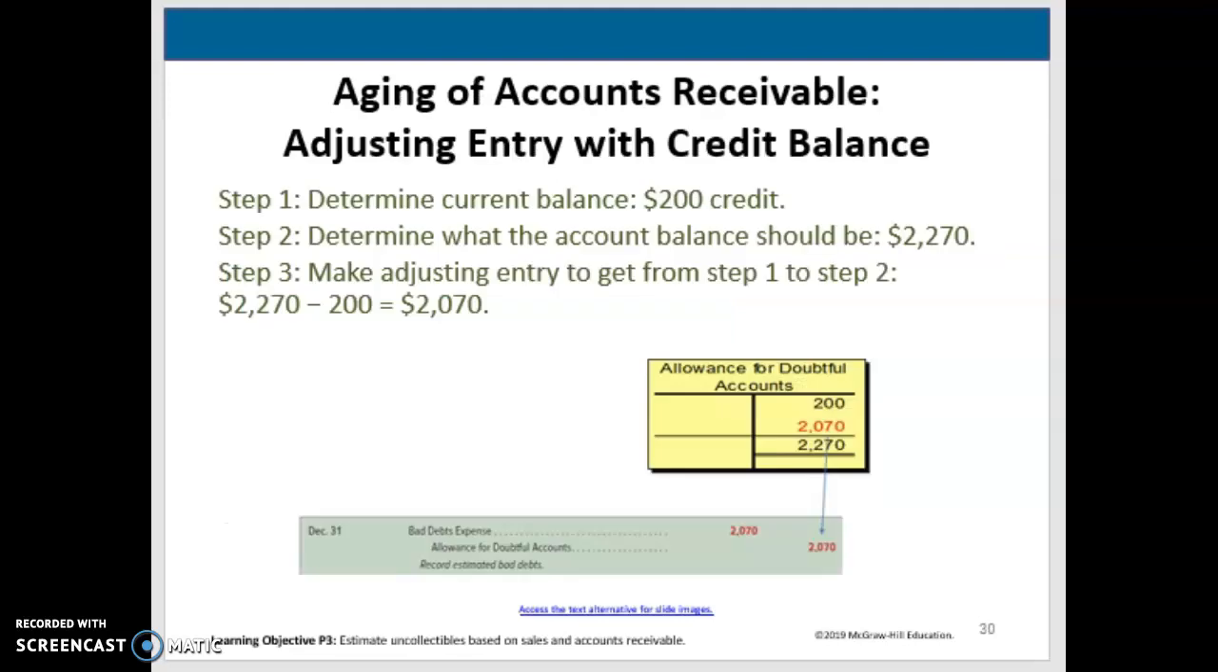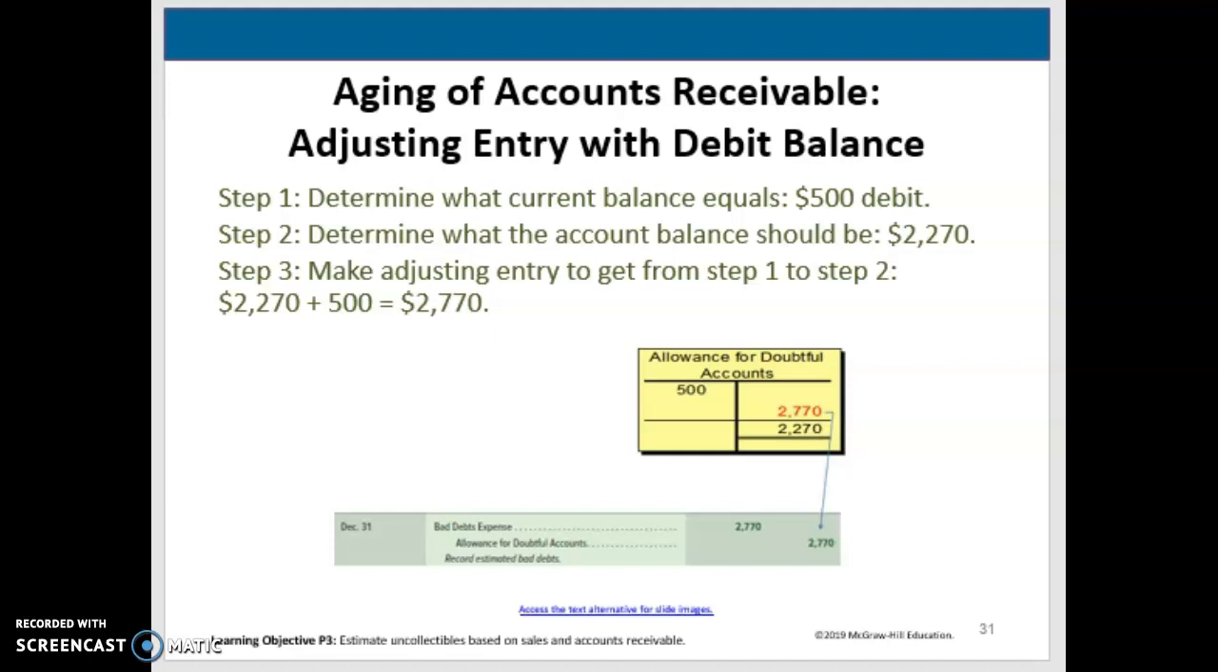So we're going to look at what the balance was. The balance was 200. We determine what it should be. It should be 2,270, and we're going to do our adjustment for that. The difference is 2,070, so that's what we're going to debit bad debt expense for and credit allowance for doubtful accounts.